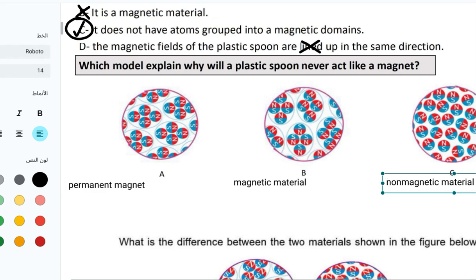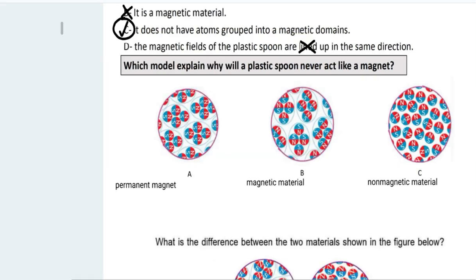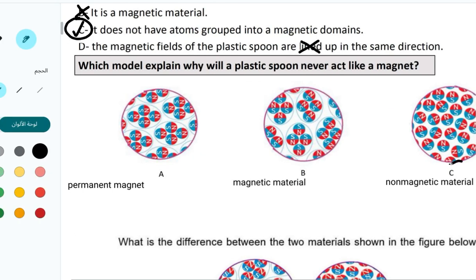So let's stop and think. Look back at the question. Which model explains why a plastic spoon will never act like a magnet? A plastic spoon never acting like a magnet means that plastic is a non-magnetic material, making the best answer choice for this question the letter C.